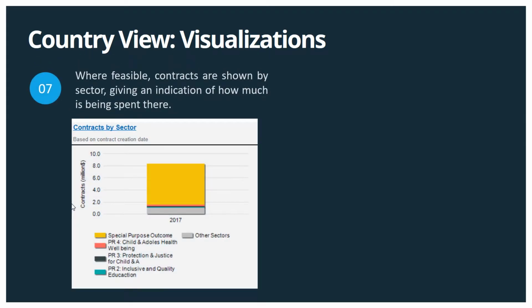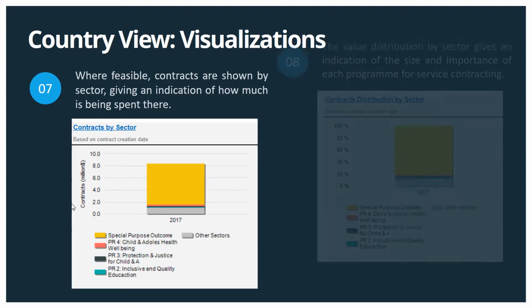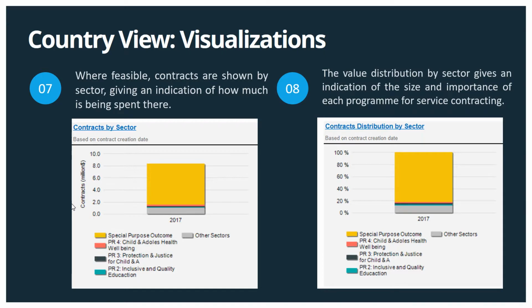Where feasible, contracts are shown by sector, giving an indication of how much is being spent and where. The value distribution by sector gives an indication of the size and importance of each program for service contracting. The information on sectors is taken from the WBS. If there is more than one WBS associated to a contract line, this is not classified. Hence, the importance of creating one line per WBS.